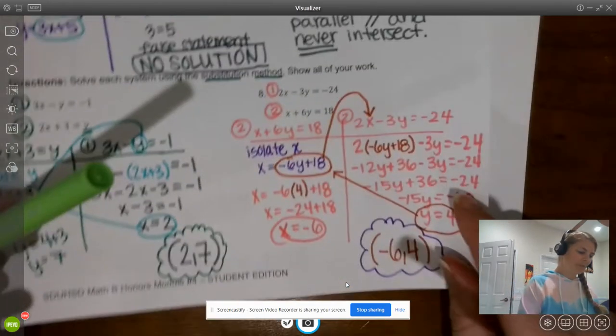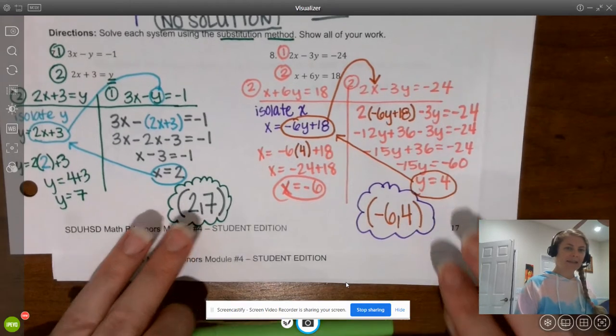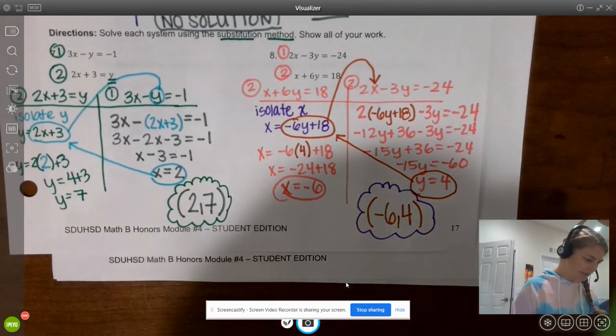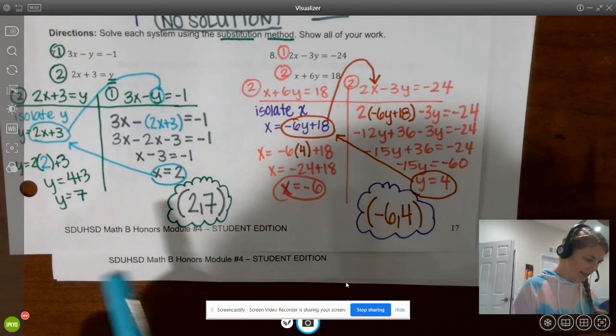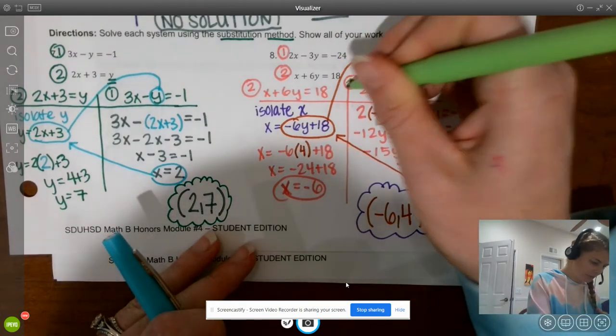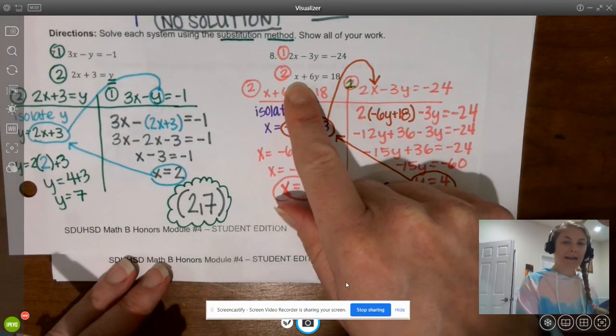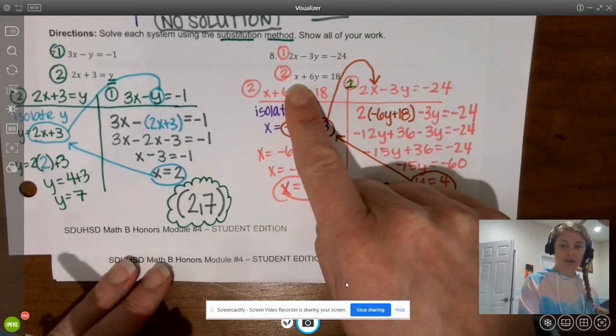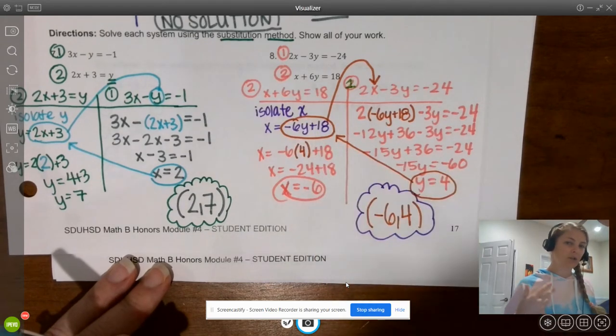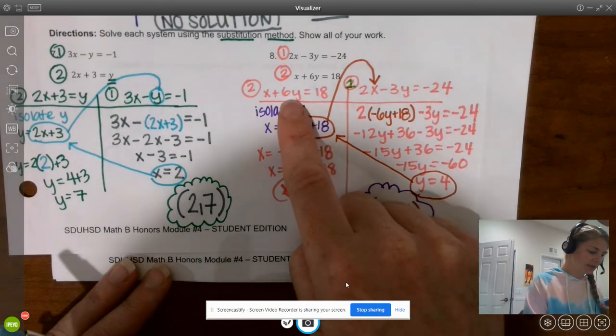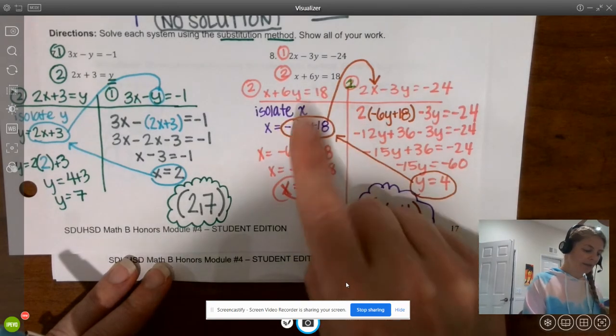Let's see how you did on number 8. Number 8, I labeled these equation 1 and equation 2. Should look more like a 1. And I noticed that in equation 2, x had a coefficient of 1, so it's going to be really efficient to isolate x by just subtracting 6y from both sides.